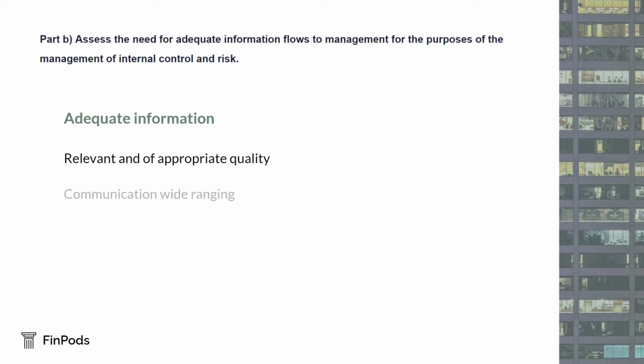Communication should be wide-ranging, flowing up, down, and across the entity. Communication of risk areas that are relevant to what staff do is an important means of strengthening the internal environment by embedding risk awareness in the mindset of staff. There should also be effective communication with third parties such as shareholders and regulators.